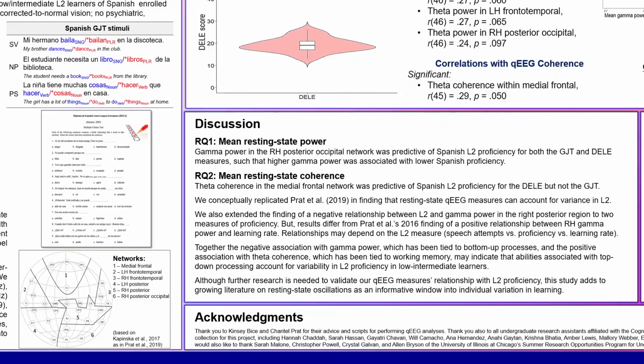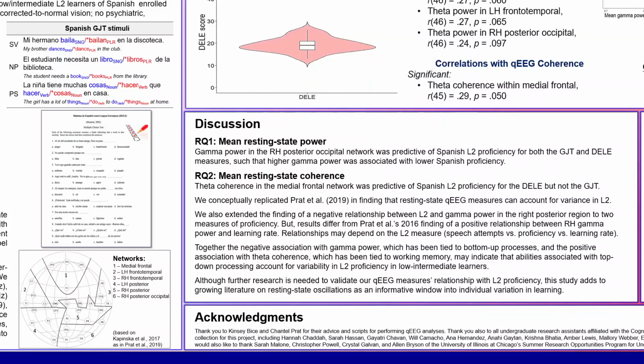To summarize our results, regarding our first research question, we found that mean resting state gamma power in the right hemispheric posterior occipital network was predictive of Spanish L2 proficiency for both the GJT and the DELE, such that higher gamma power was associated with lower Spanish proficiency. Regarding our second research question, we found that theta coherence in the medial frontal network was predictive of Spanish L2 proficiency for the DELE, but not the GJT.